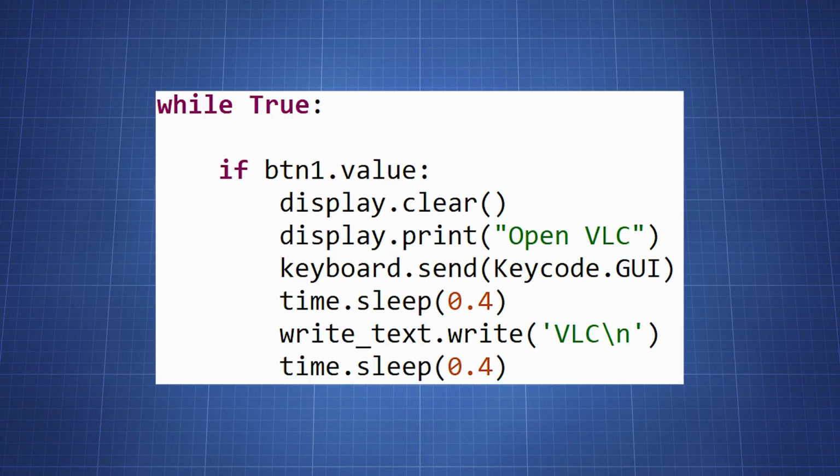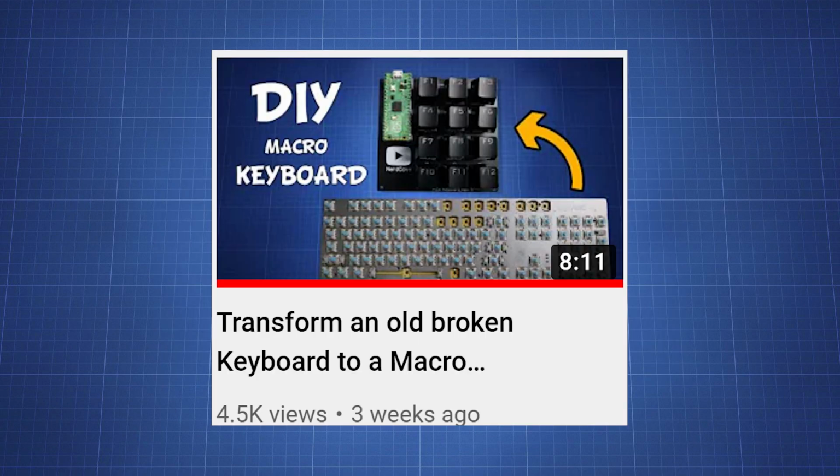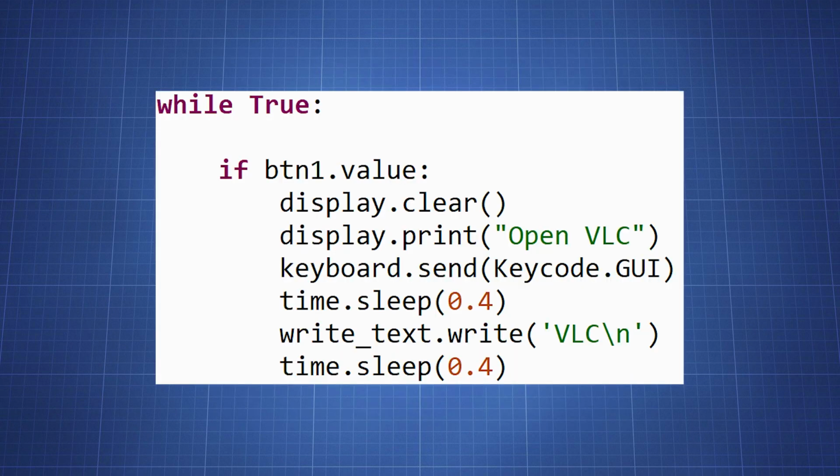And then finally, we can create an endless loop to loop through a button press. And if the button logic goes high, we will clear the screen, print to the screen what the macro does, and then send the key codes. If you want to know more about these key codes being used, go watch my DIY macro pad video where I explain these key codes in more detail. And that is how you can use the LCD in CircuitPython.